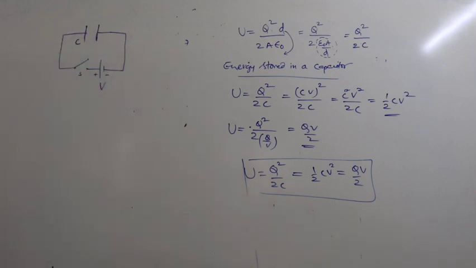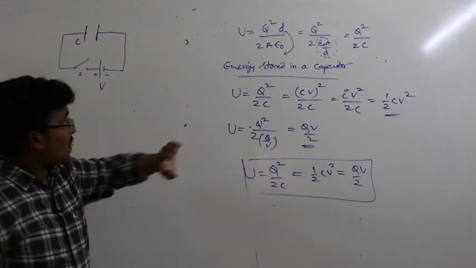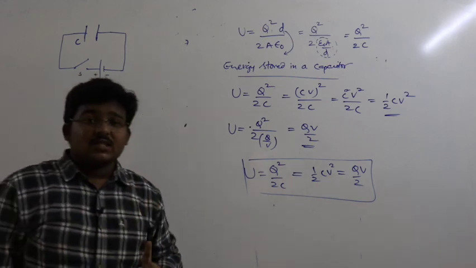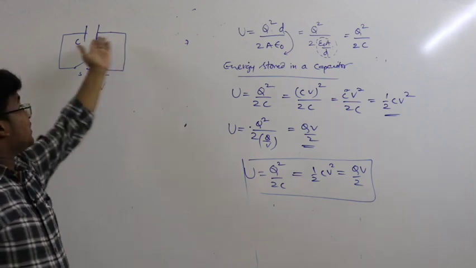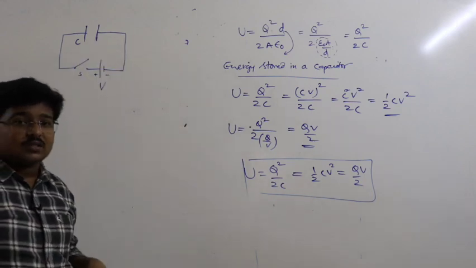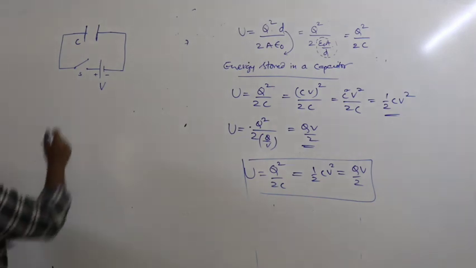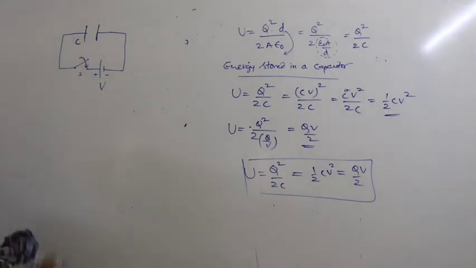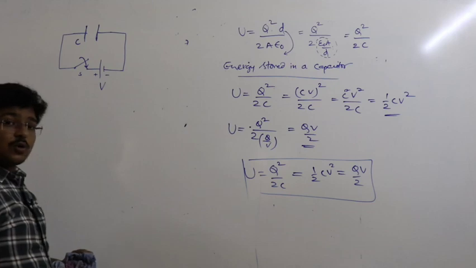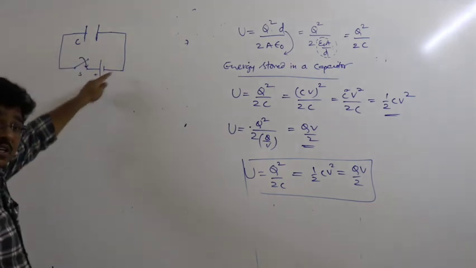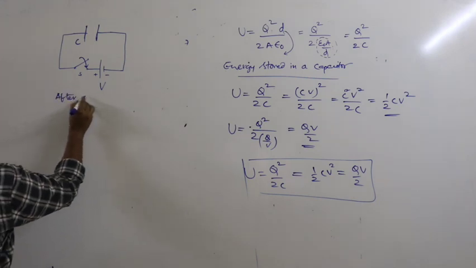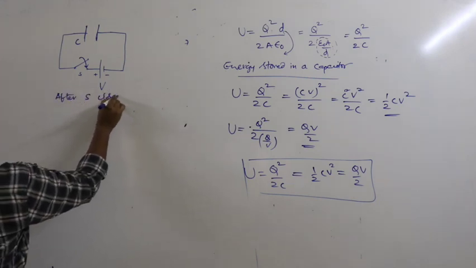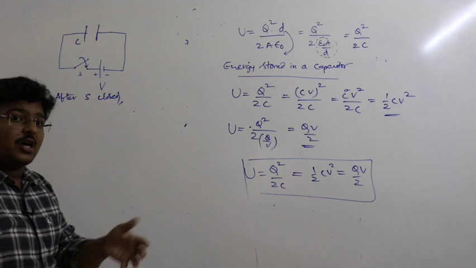Okay, right. So initially when the switch is open, we know that there is no charge present. But immediately after I close the switch, this forms a complete circuit. So after closing the circuit, after the switch is closed, what happens?